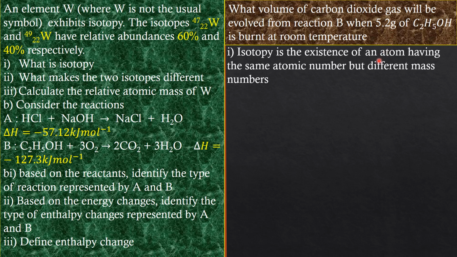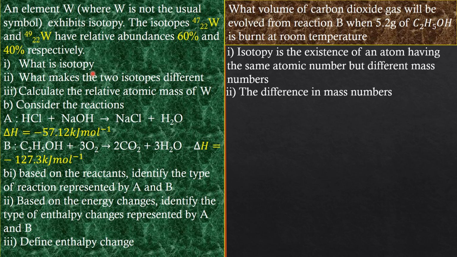So in place of atom here, guys, I would rather prefer that you put element. Roman 2 is asking what makes the two isotopes different. What makes them different is simply the difference in mass number, or you can say the number of neutrons, guys. You're going to be perfectly correct. Great, that's it.